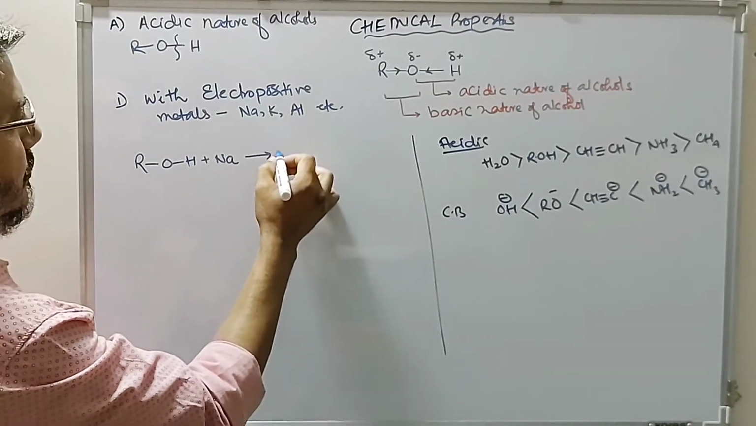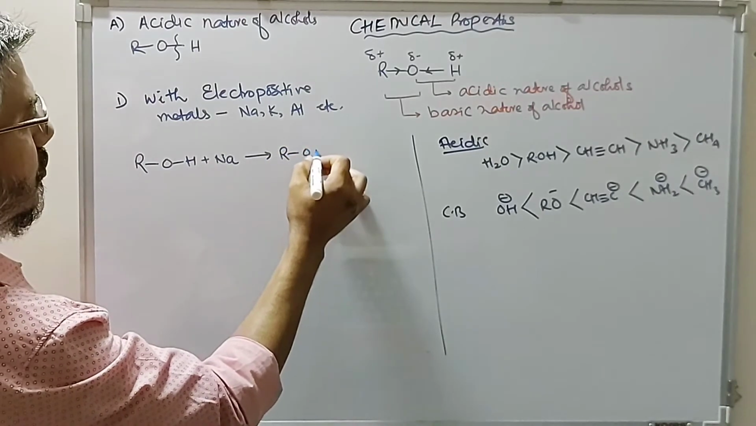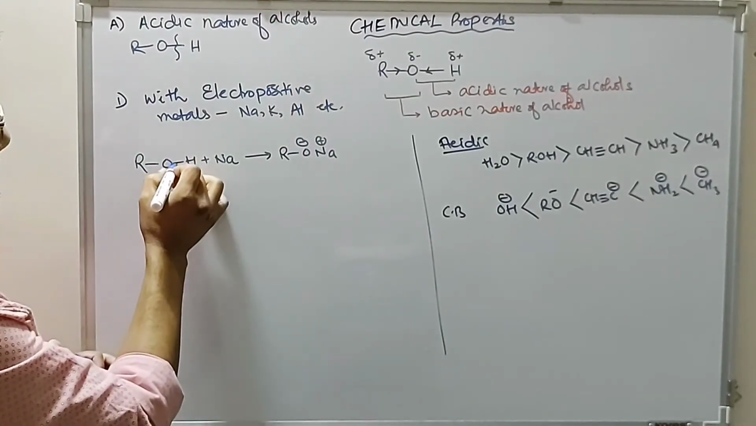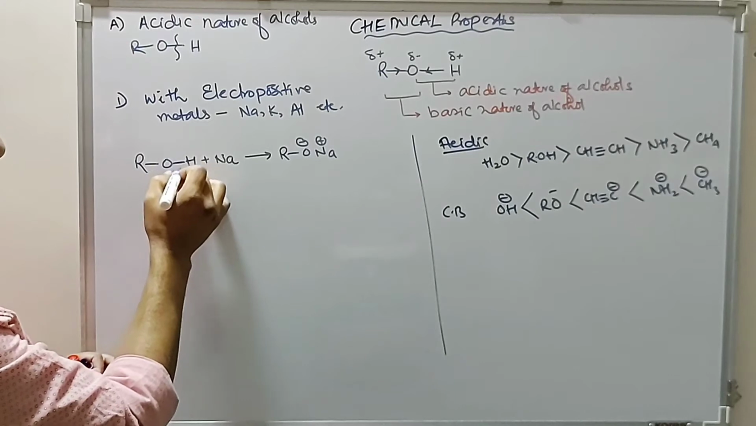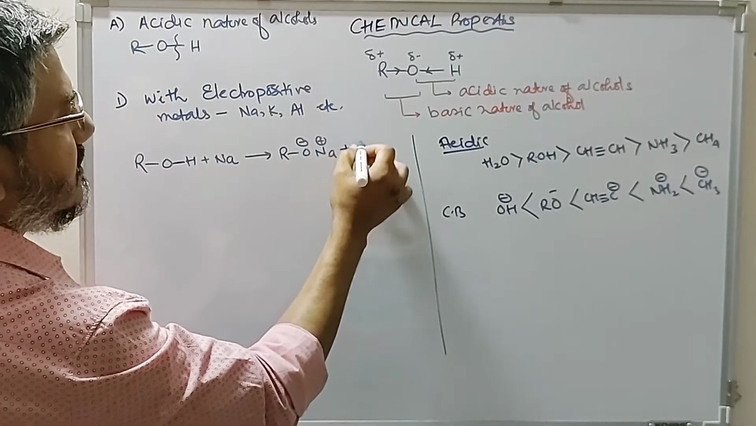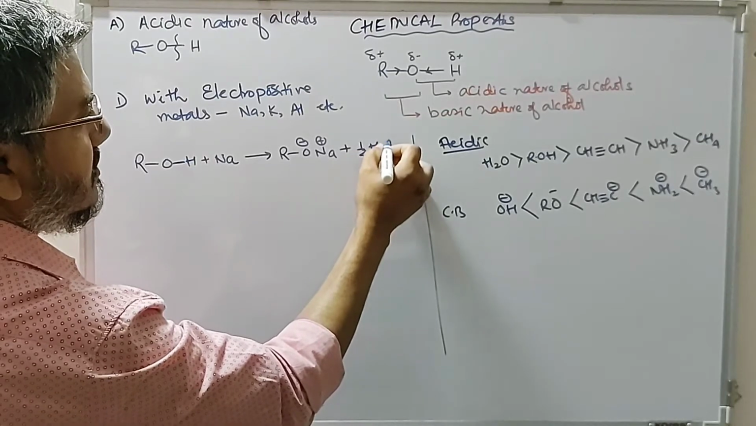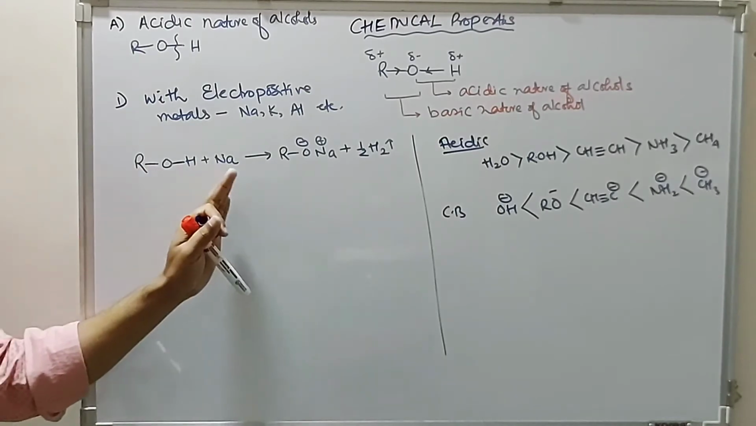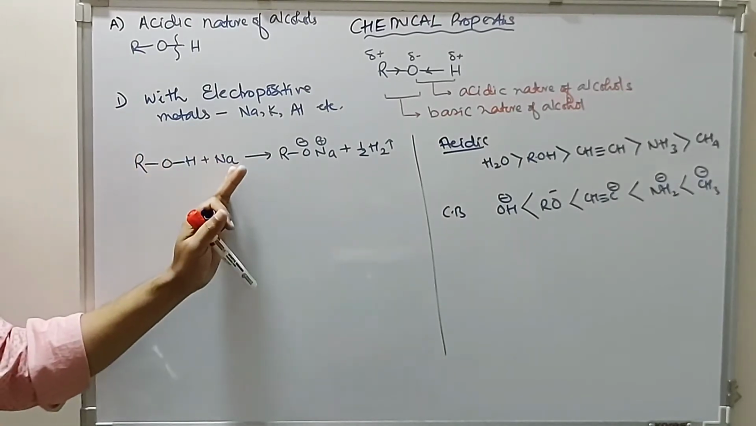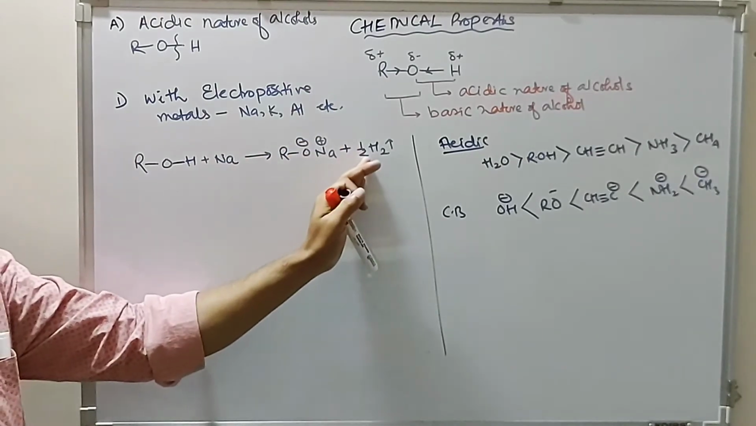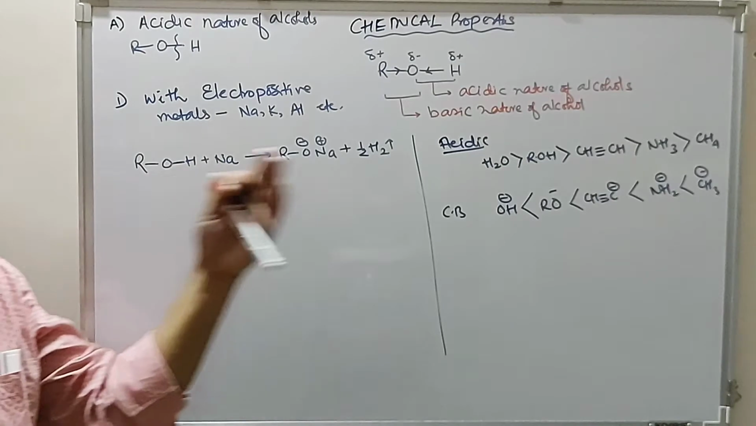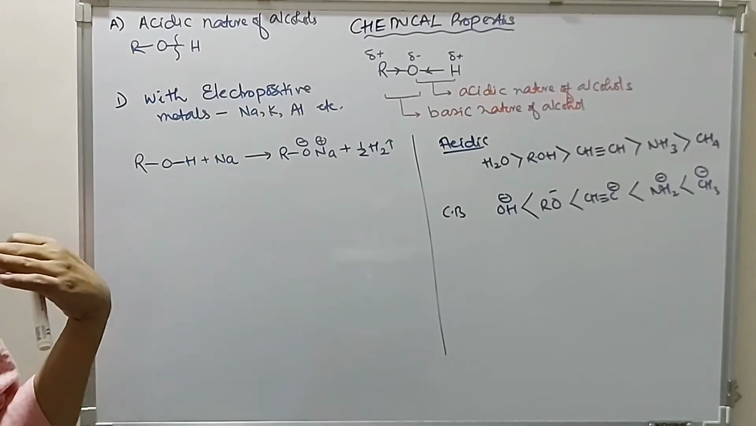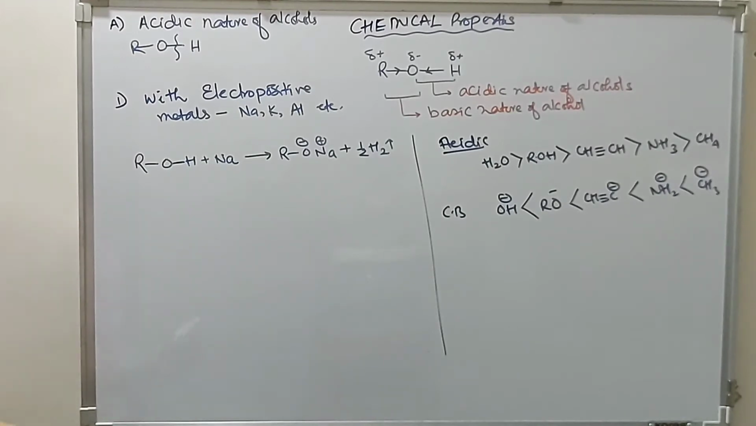This gives you RO- Na+. That means we are breaking this bond, and hydrogen gas is released. So this is the reaction of alcohols with sodium metal. One mole of alcohol reacts with one mole of sodium metal to give half a mole of hydrogen gas. So from the number of moles of hydrogen gas released, we can also correlate how many acidic hydrogens are present in the given alcohol.